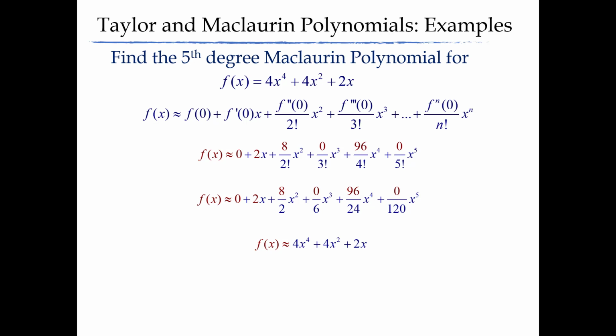Obviously, if we take a polynomial and we create another polynomial out of it, there's no polynomial that's going to mimic it better than itself. And so if we try to create a Maclaurin or a Taylor polynomial out of any polynomial, it just gives us back to the beginning.